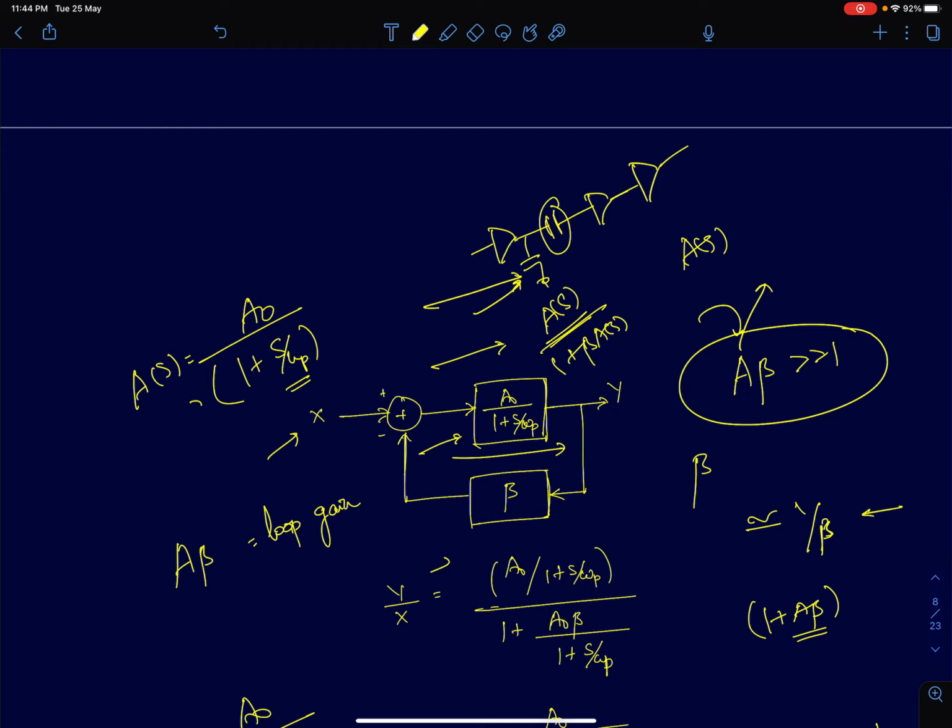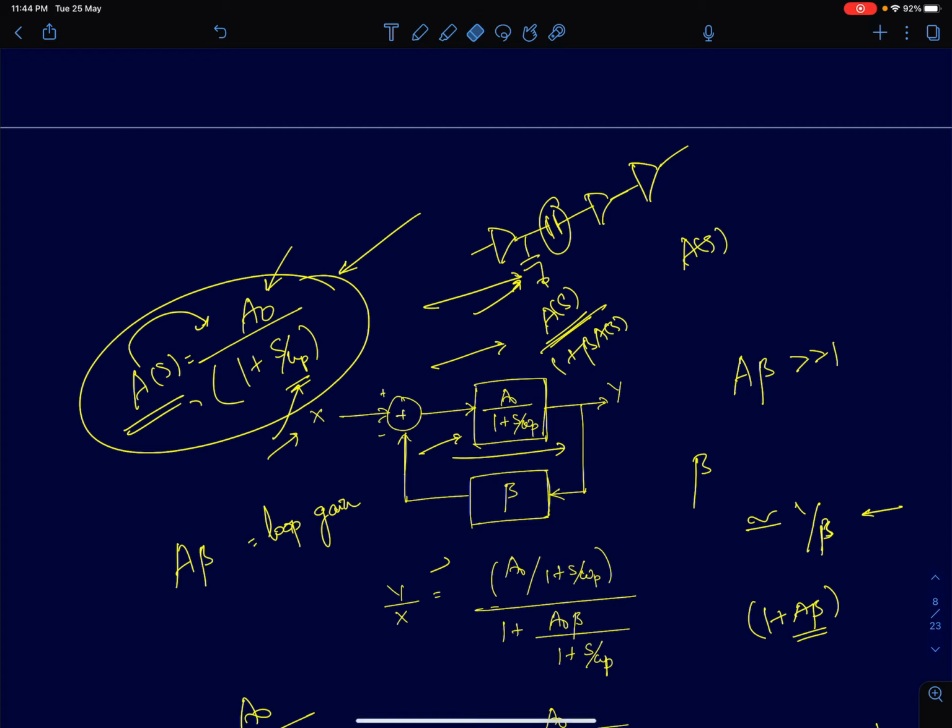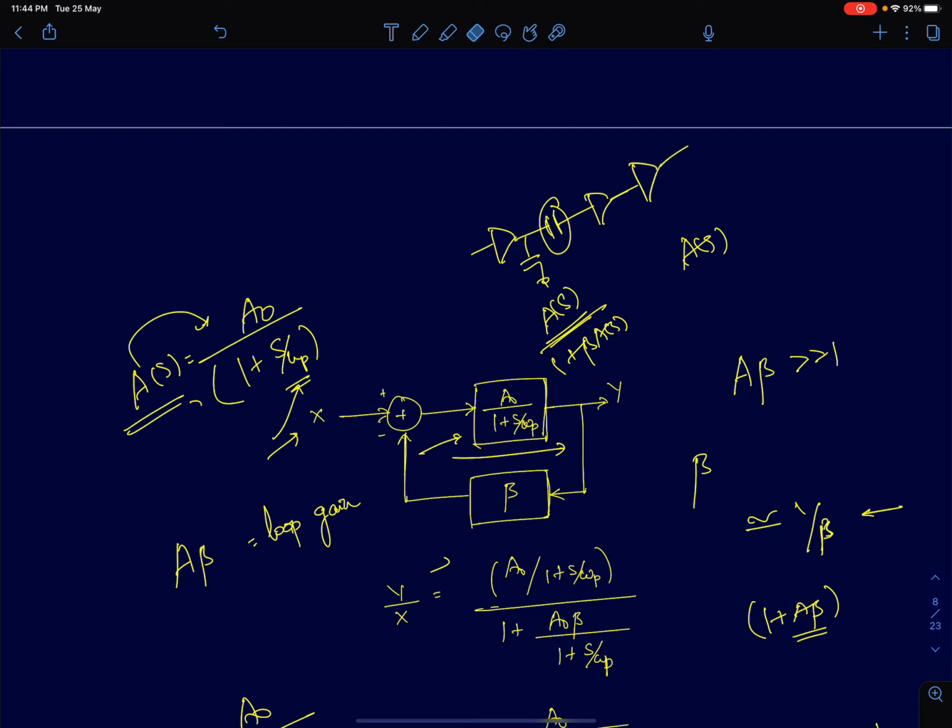So to understand how that is happening, we will assume a very simple mathematical model for the amplifier, which is a simple DC gain and a single pole. DC gain is A0 and the pole is at omega p. And A of S is the transfer function of this amplifier given by this expression. Now first I'll explain how this bandwidth expansion happens, and then we will see whether this is really a benefit of negative feedback amplifiers.